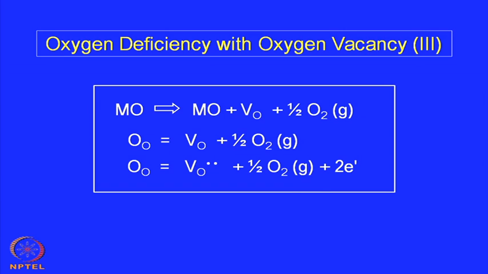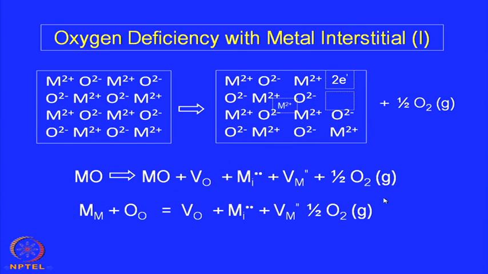type of defect, that is oxygen deficiency, and this oxygen deficiency is caused by oxygen vacancy. And so, in that case, what would be the final equation and the reaction which is taking place? So, this is the final equation step by step. Okay. So, we have discussed this already. Let us go to another situation.